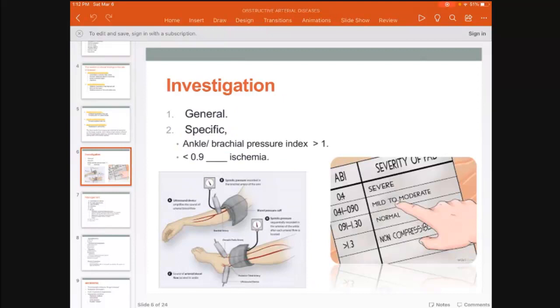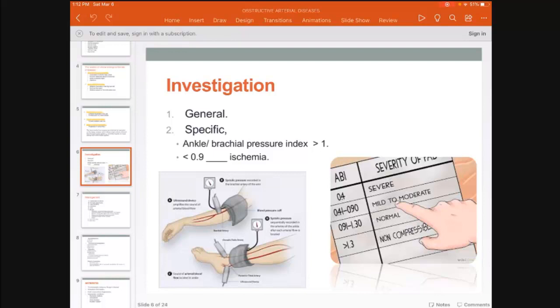For the investigation, as you remember, we have the general investigations, don't forget them: complete blood count, blood urea, serum creatinine, lipid profile, blood sugar. We can do an ECG, echo, chest X-ray, abdominal X-ray, abdominal and chest ultrasound, plus a CT scan or MRI, either with angiogram, so we have either CT angio or MRI angio.